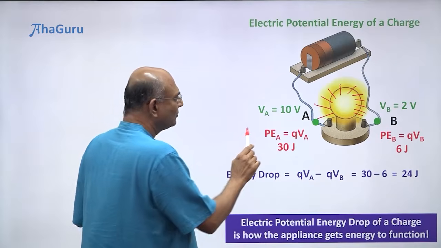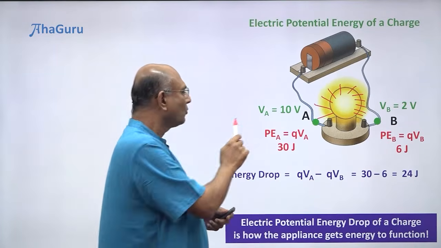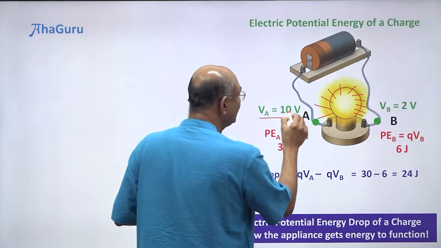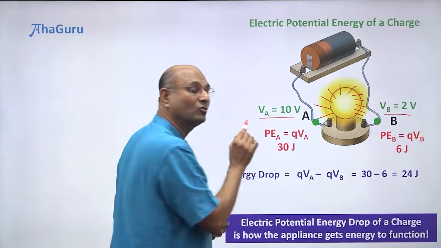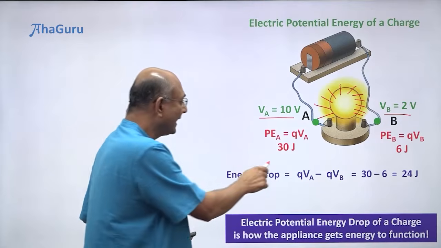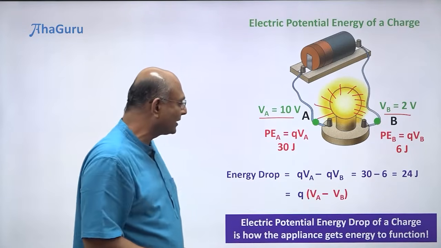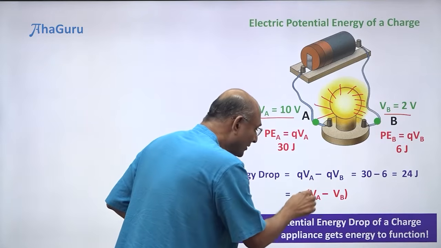Okay, now the charge Q is the same. So why was there an energy loss? Because the potential from 10 volts, it dropped to 2 volts. So there was a drop in the potential. I can rewrite this Q VA minus Q VB. I can pull the Q out and I can write it as Q times VA minus VB. Okay, Q does not change.